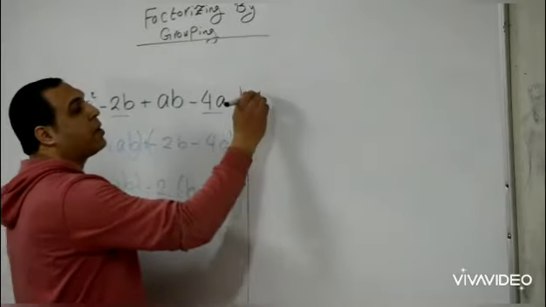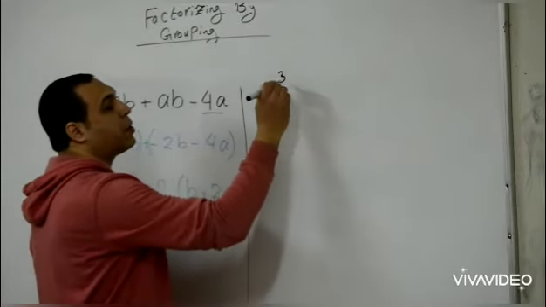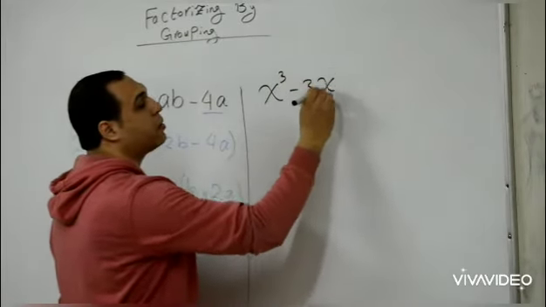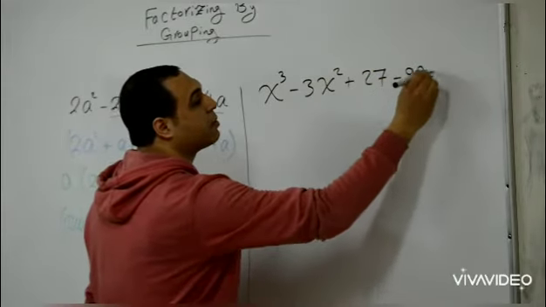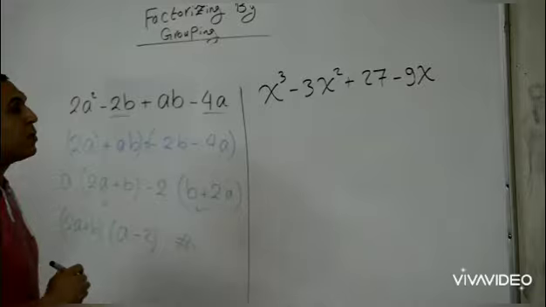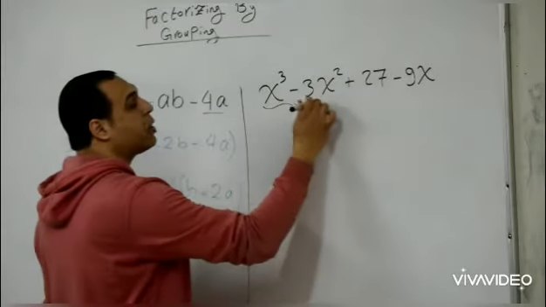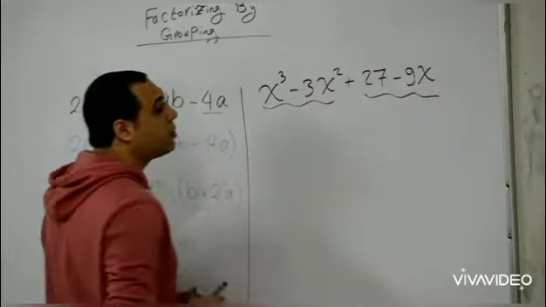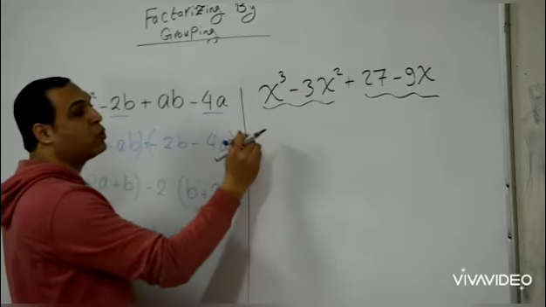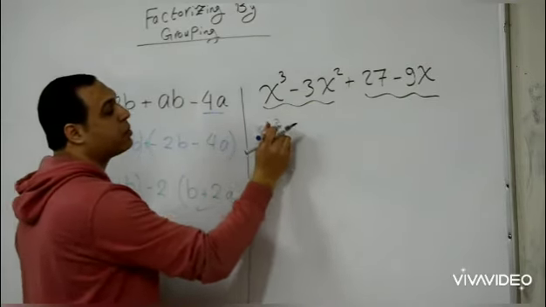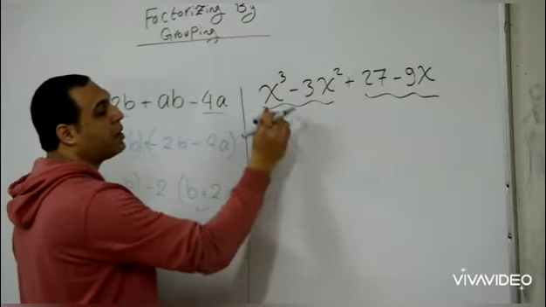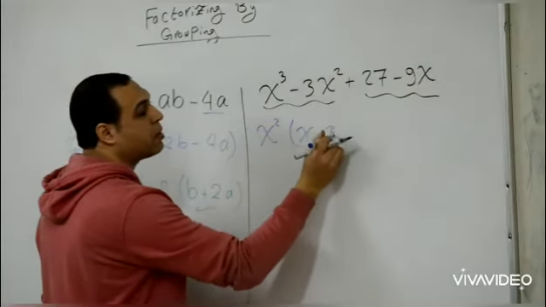We are going to have another example, which is x power 3 minus 3x squared plus 27 minus 9x. Also, we have to divide them into two terms and another two terms by the plan 2-2. The common factor from here is x squared. The remaining part is x minus 3.